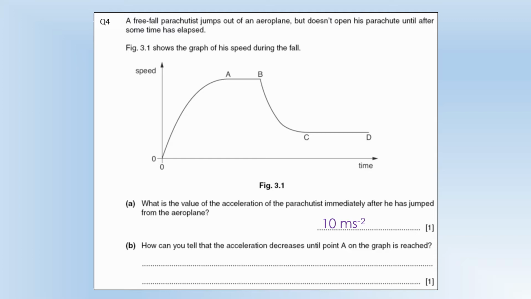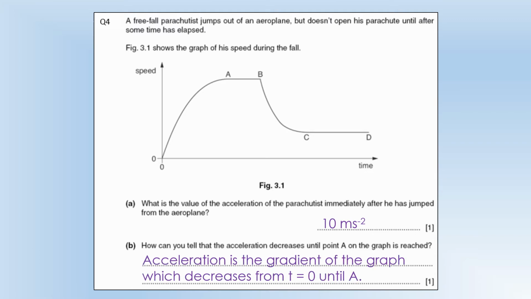How can you tell that the acceleration decreases until point A? Well, it's because the gradient of the graph is decreasing, and acceleration is the gradient of the graph. And until you get to A, you can see it's decreasing all the time until it becomes constant.